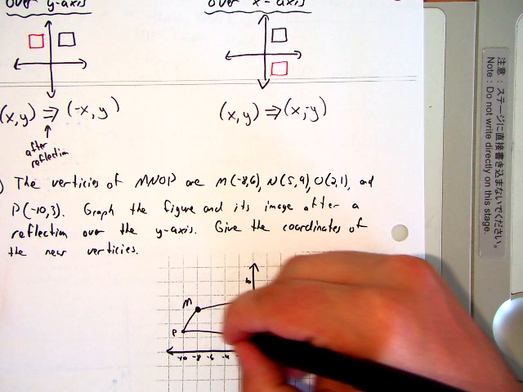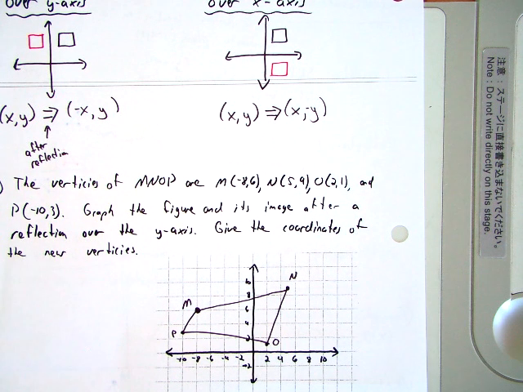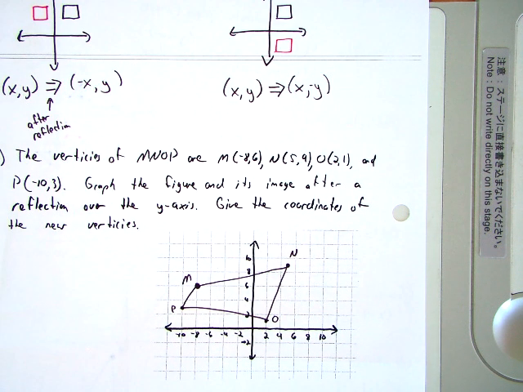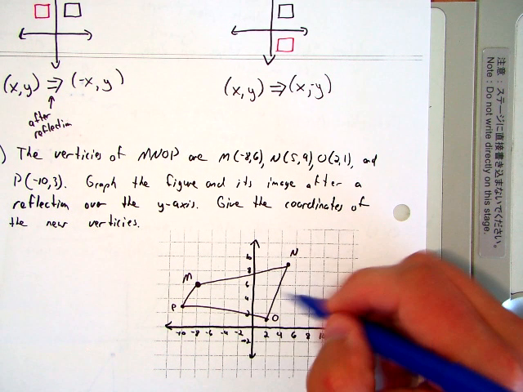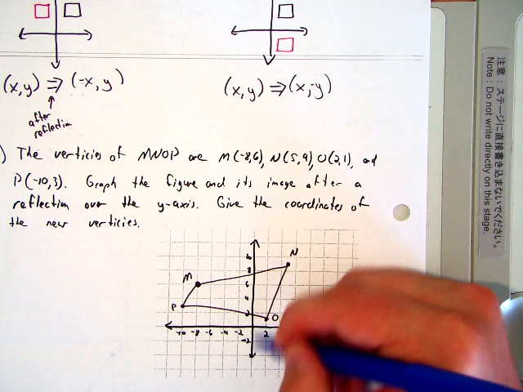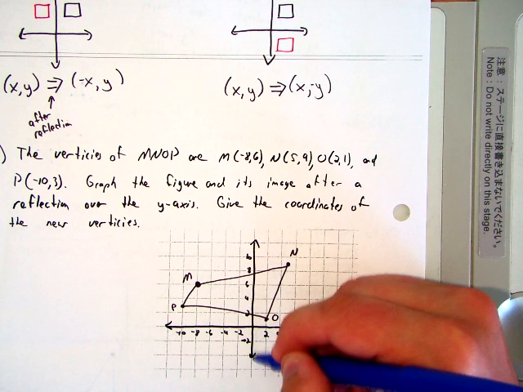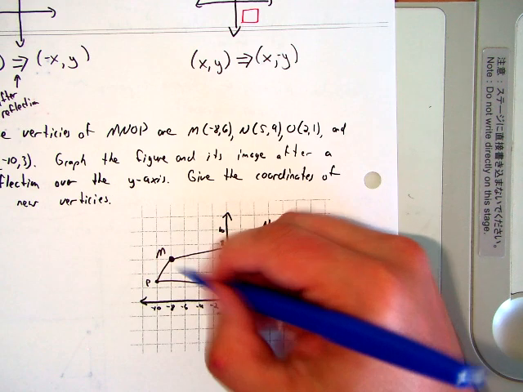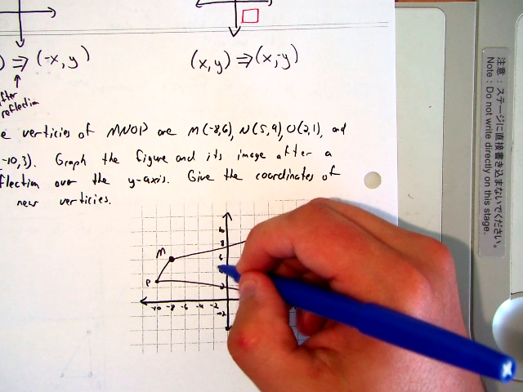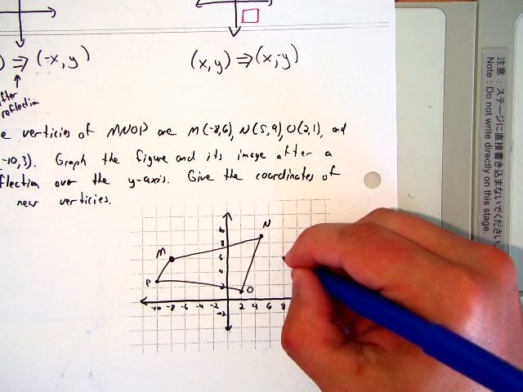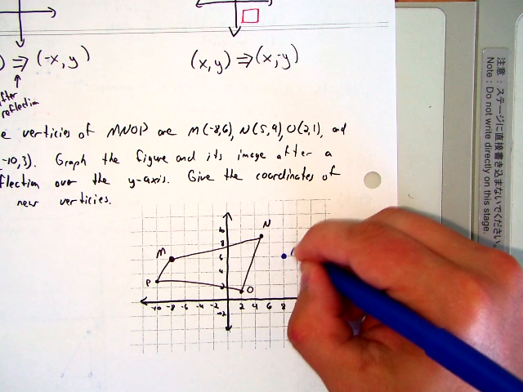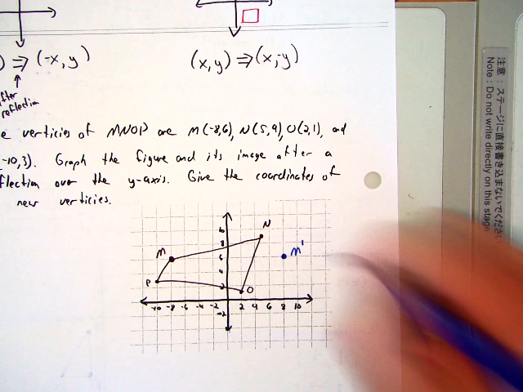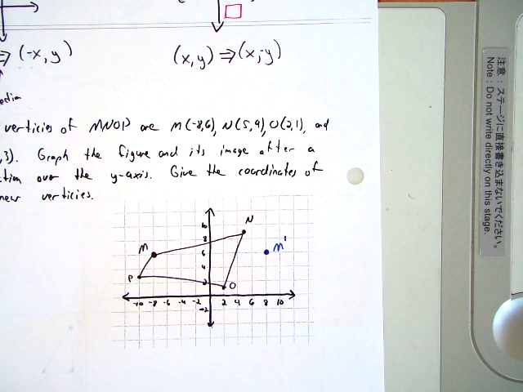That looks like that. It then says to graph the figure and its image after reflection over the y-axis. So we're going to be looking at it over the y-axis. So this is going to be our reflection line. So M was at negative 8, 6. It's now going to be at positive 8, 6. And again, we denote it as M prime because we did one transformation.